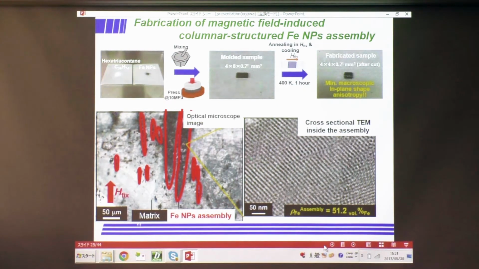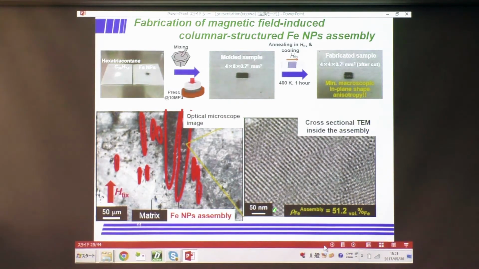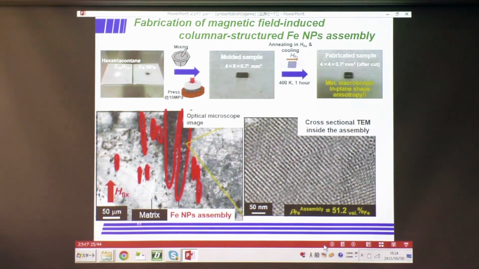And this is one of the optical microscope images of the sample. The black colored agglomeration is an iron nanoparticle columnar structure, and the white colored one is the matrix. Inside the columnar structure, we can check the cross-sectional TEM image. The nanoparticles are aligned in 3D, a self-organized agglomeration like this. And we can estimate the volume fraction of iron in the assembly is 51 volume percent.